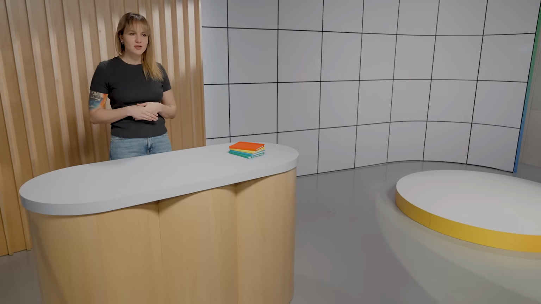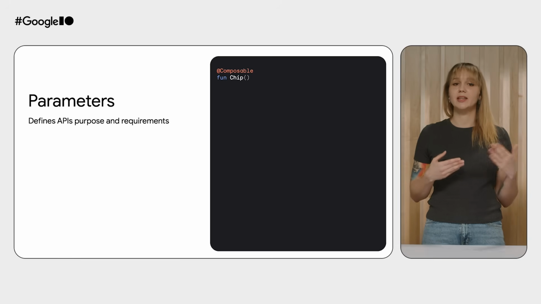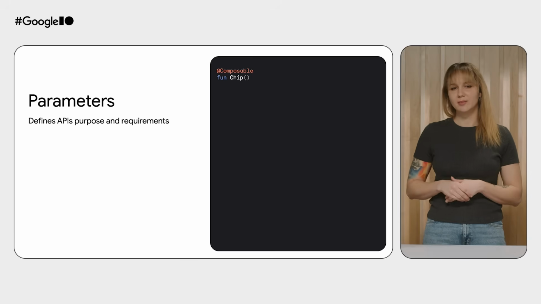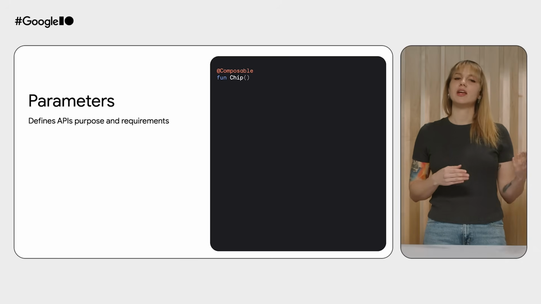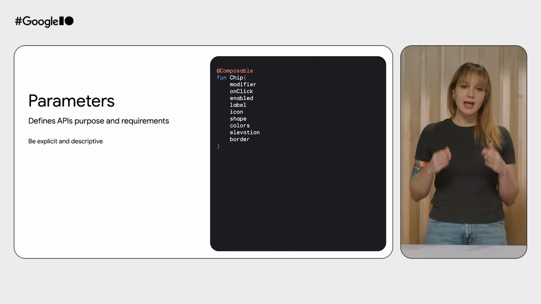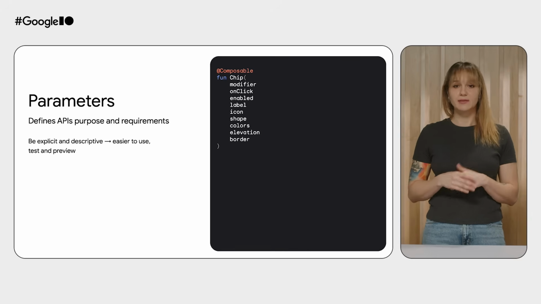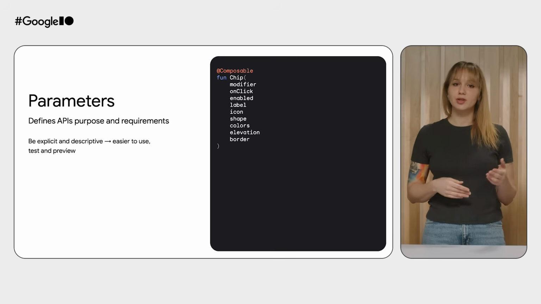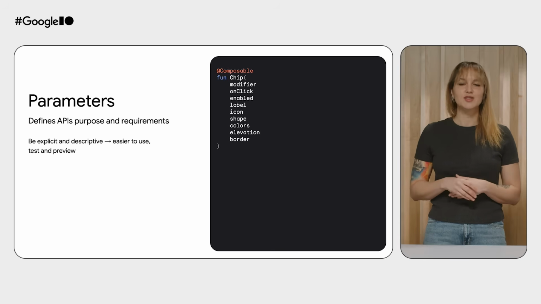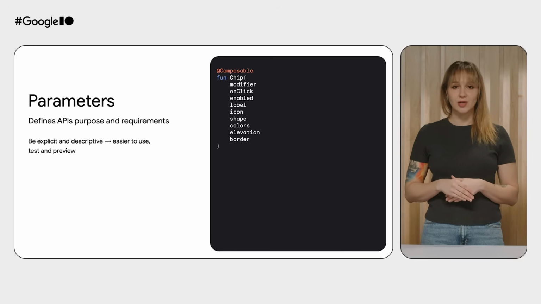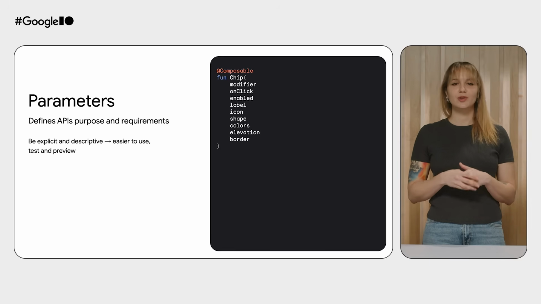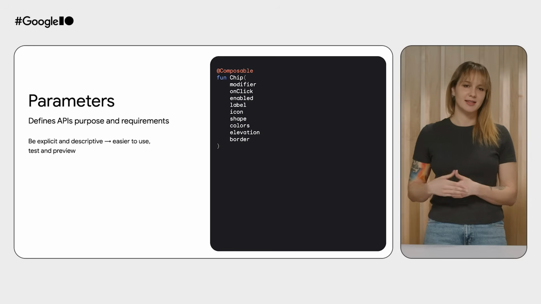Your API is only as functional as the inputs it can access. Parameters are crucial to defining the API purpose and requirements. When thinking about your API structure, be explicit and descriptive. Explicit parameters make it easy to present the API, adjust it, preview, test, and use. Descriptive inputs ensure your API is readable from the start and easier for users to understand at a glance.